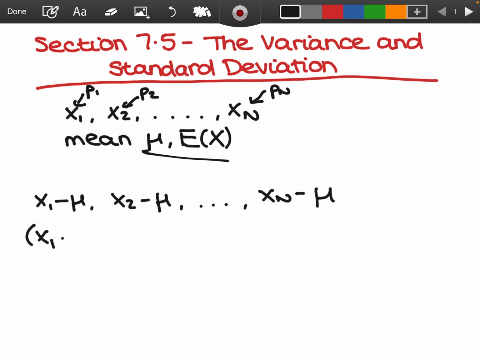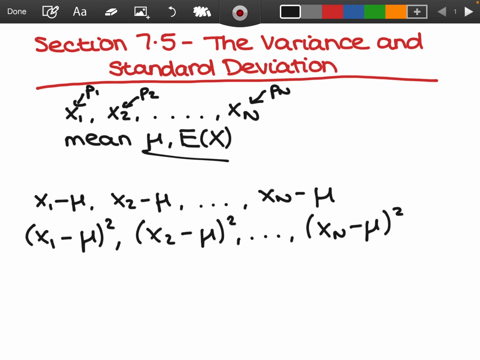So what I'm going to do is square each of these terms. That will make each of these positive. It's still a measurement of distance, it's just that now we have squared that value to make sure that they are all positive. Then, using those values, we find that the variance of X is going to be each of these multiplied by the probability of each of the data points and then adding them together.